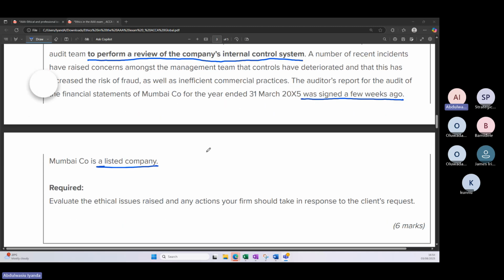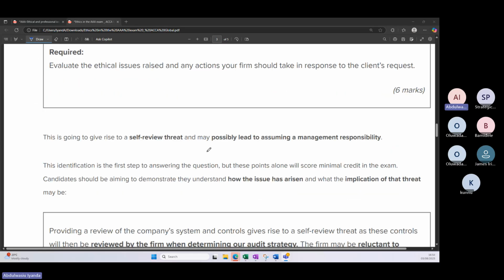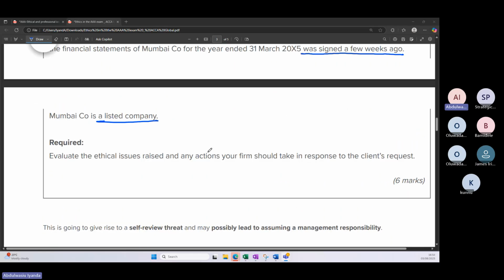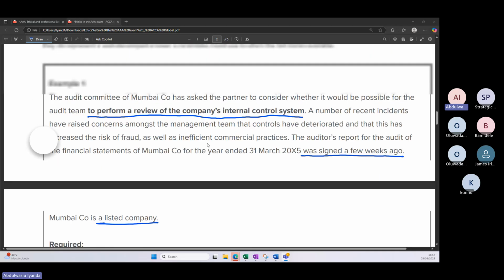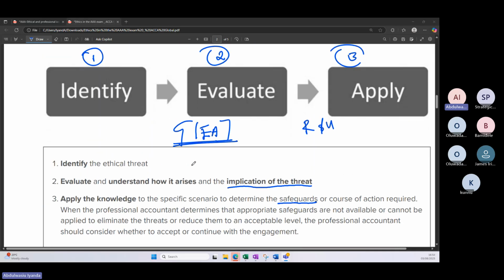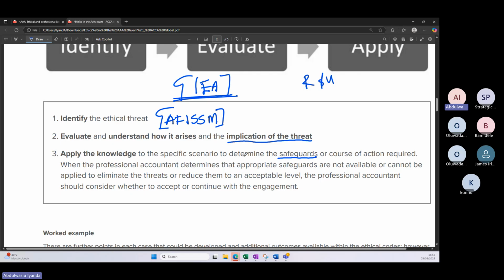So we are now asked to look at it. The first thing we need to do is go back to the answer guide and identify the threat. Please don't forget that. The threat can be advocacy, familiarity, intimidation, self-review, self-interest, and in this AAA, we also have what we call management threat. So from this scenario, the first step is to identify the threat.